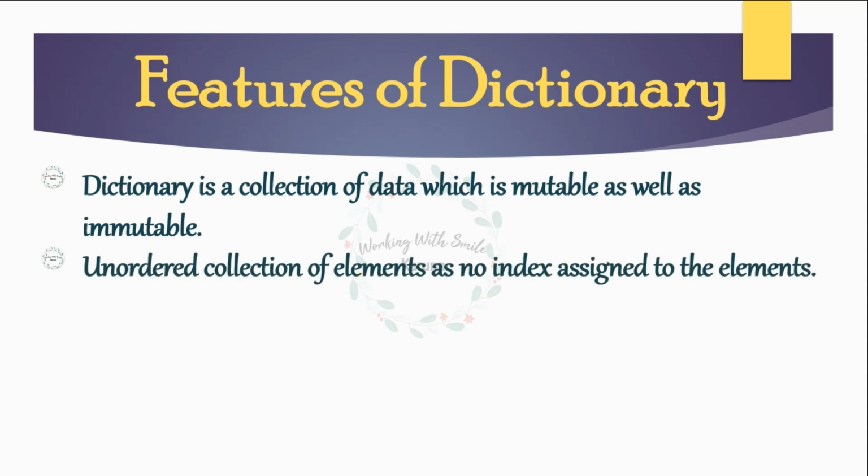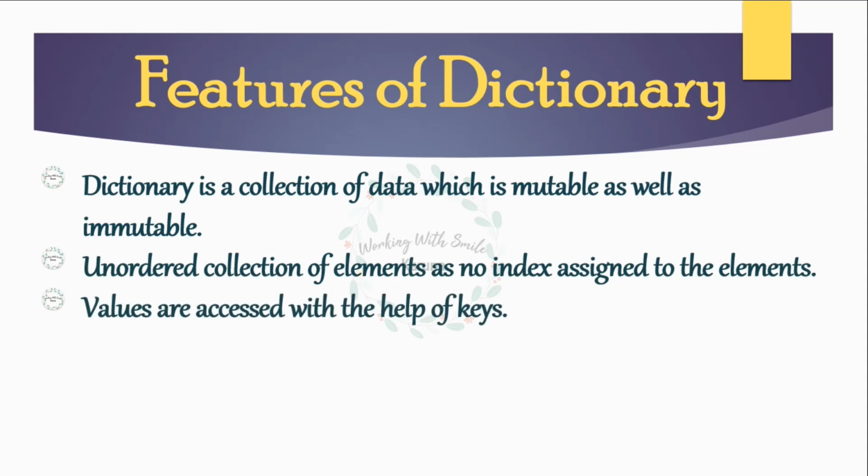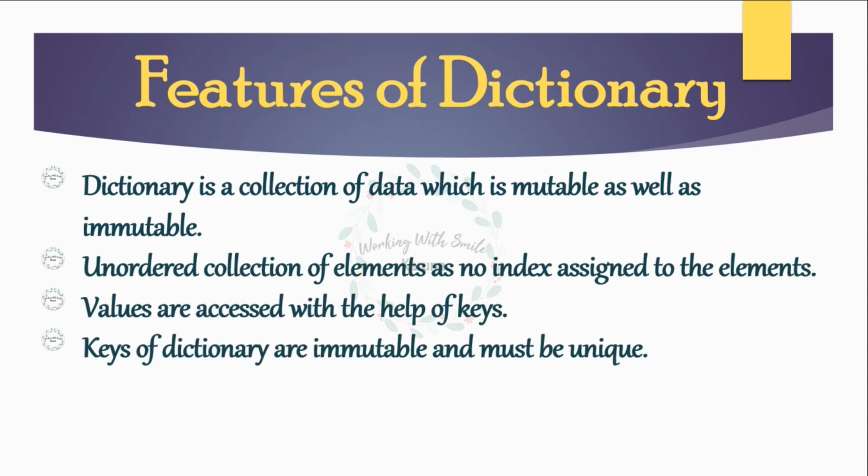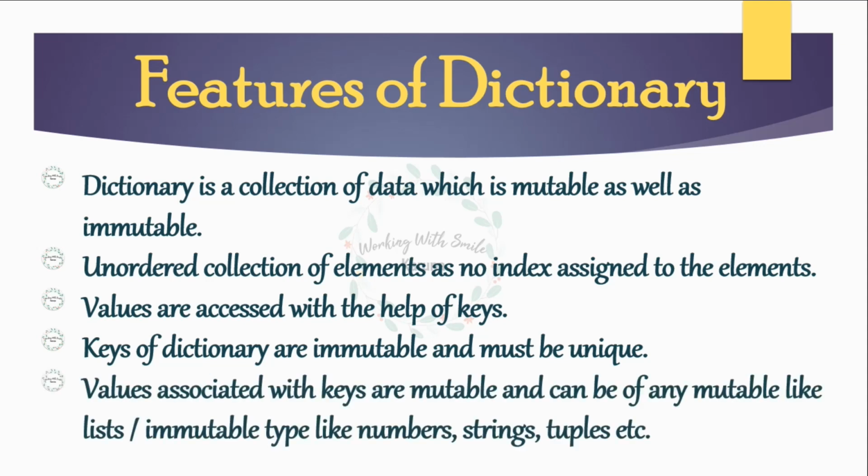It is unordered, as I explained earlier, that the elements do not have any index assigned to them. The values of the dictionary can be easily accessed with the help of the keys. The keys of the dictionary are immutable. That means you cannot modify them and they must be unique. The values that we link with the key are mutable. That means you can modify them, but they can be from the mutable or the immutable data types category. As you can see here, I've listed some examples of both the data types.